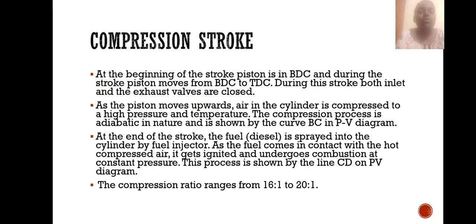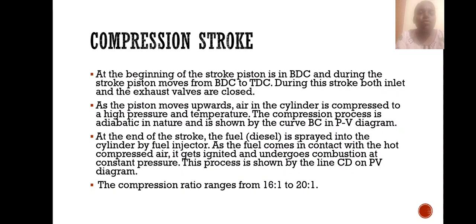At the beginning of the stroke, the piston is at the BDC, and during the stroke, the piston moves from BDC to TDC. During this stroke, both inlet and exhaust valves are closed. As the piston moves upward, the air in the cylinder is compressed to a high pressure and temperature. The compression process is adiabatic in nature and is shown by the curve VC on the PV diagram.